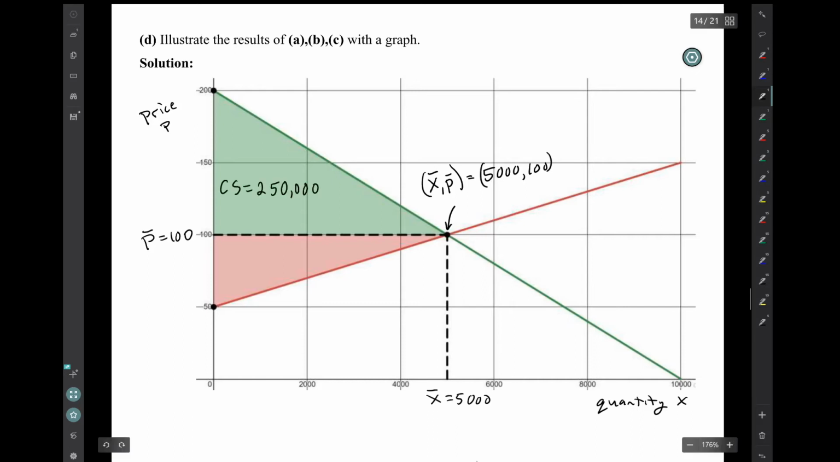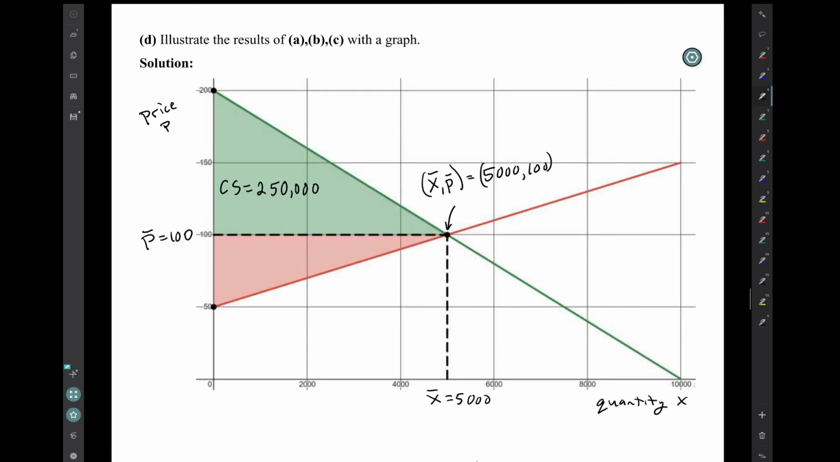Now remember what that means. That number is the amount of money that consumers will feel like they saved if the selling price is $100. Now, why would consumers feel like they saved anything? Well, it's because there are a bunch of consumers who would have been willing to pay more than $100 for the item. So if they're able to buy the item for $100, this green region represents the amount of money that they'll feel like they saved.